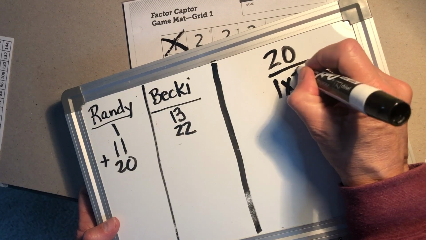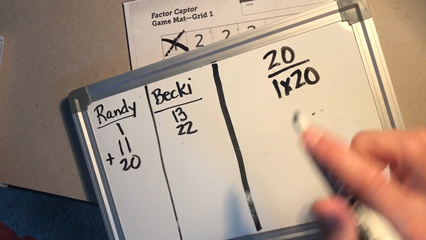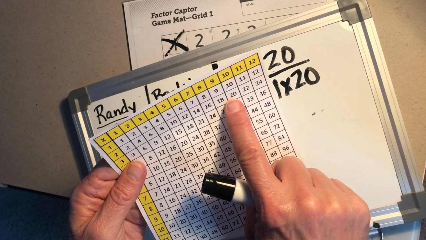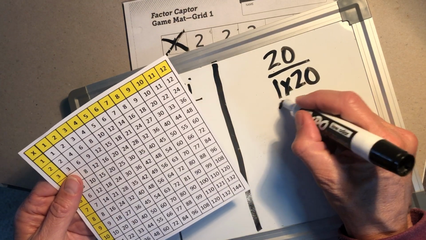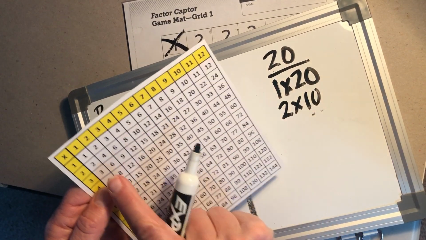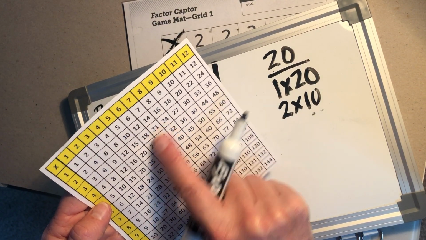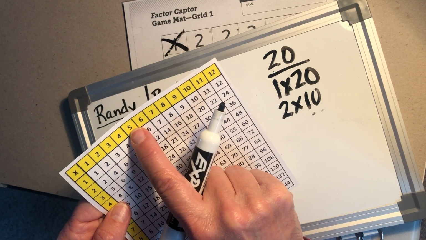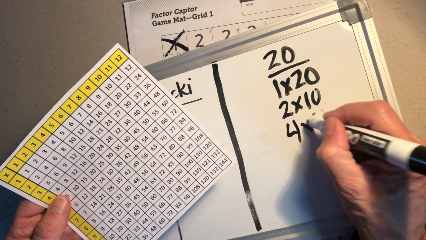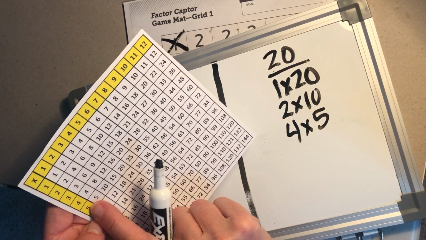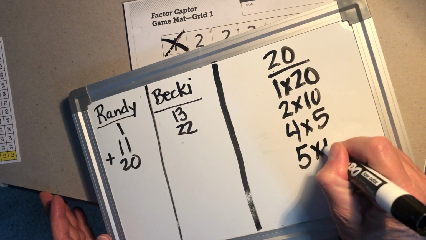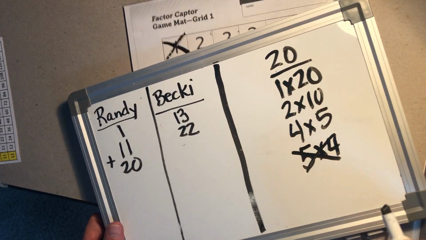Well, I know 1 times itself. Then I go across my 2s. 2 times 10. Go across my 3s. Oh, no, across my 4s. Yes, 4 times 5 is 20. Then I would go to the 5s. 5 times 4 is 20. Ding, ding, ding. I have my turnaround fact.